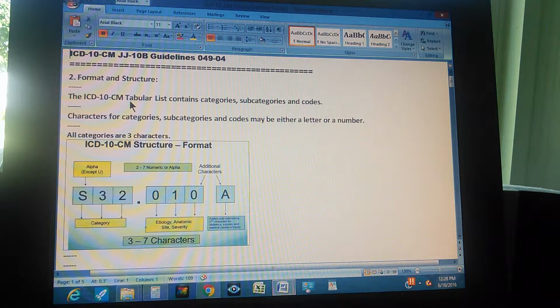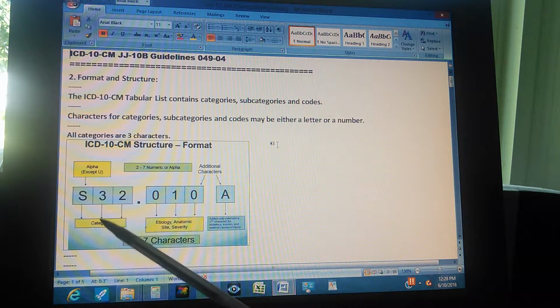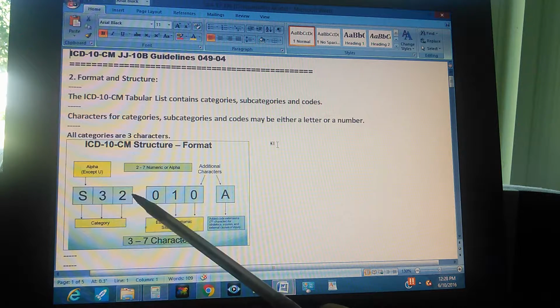The ICD-10 tabular list contains categories, subcategories, and codes, okay? Characters for categories, subcategories, and codes may be either a letter or a number. Right, those are the characters that are used for the categories, subcategories, and codes. And then in this graph, we have basically the structure, the first three, 1, 2, 3 for this code.